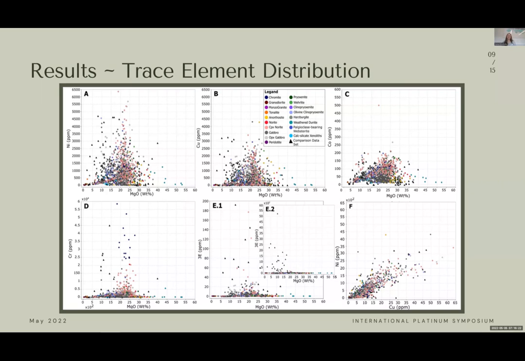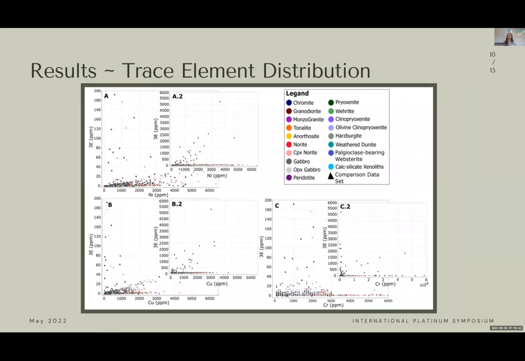Nickel and copper in comparison to one another, which is graph F, shows a clear correlation, which is consistent with comparison data sets. Samples are also seen to cluster based on their lithogeochemistry defined units, with CPX norites consistently having high trace element values along with some OPX gabbros.